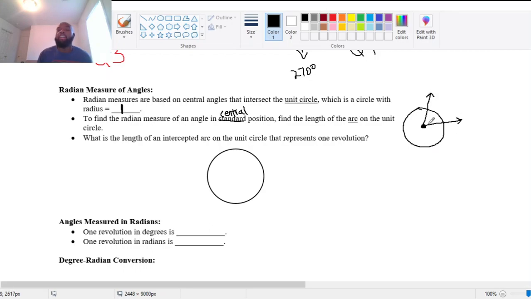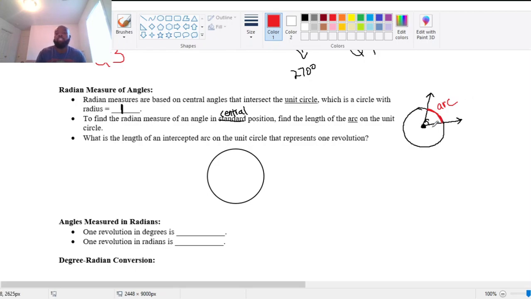But an arc that an angle intercepts is the piece of the circle that's separated by the initial and terminal sides of your angle, right? And so a radian measure actually represents the arc that's intercepted on that circle, okay? So the radian measure is the length of the arc that's intercepted on your unit circle, all right?